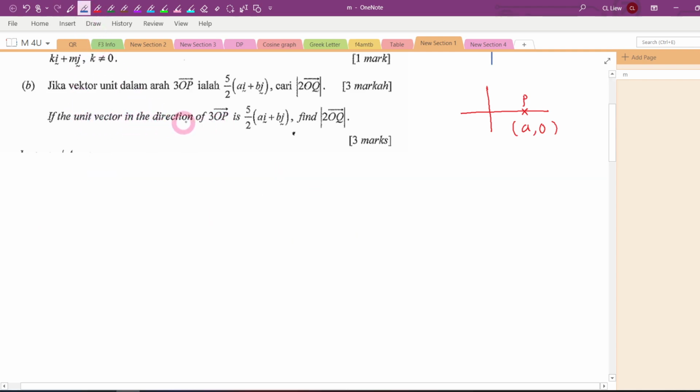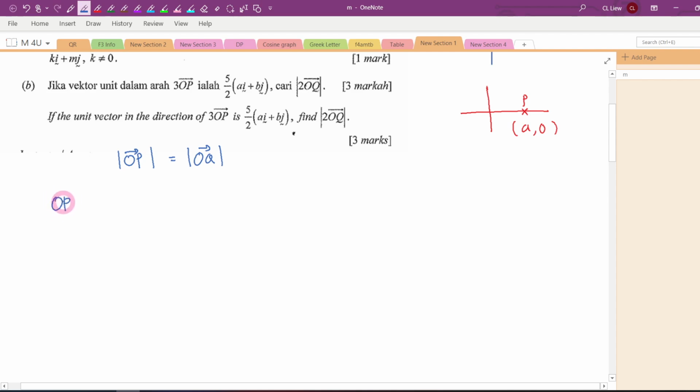If the unit vector in the direction of 3OP is this, find the magnitude of 2OQ. Just now I told you that the magnitude of OP is the same as the magnitude of OQ, right? We just need to multiply by 2 because this is the magnitude of 2OQ. Now this is a unit vector of 3OP. Actually, the unit vector in the direction of 3OP and the unit vector in the direction of OP are the same. Why?